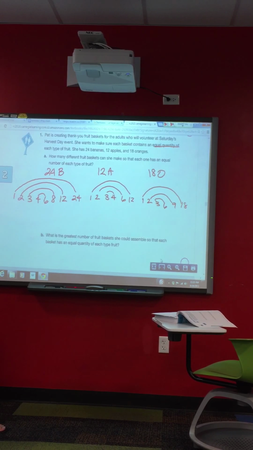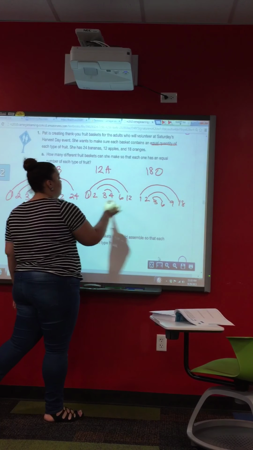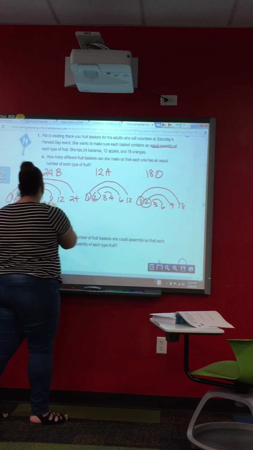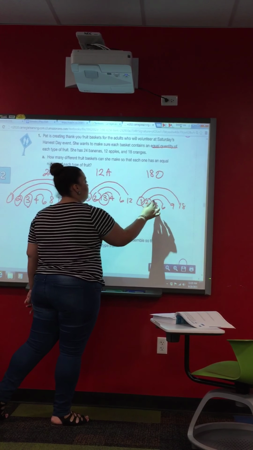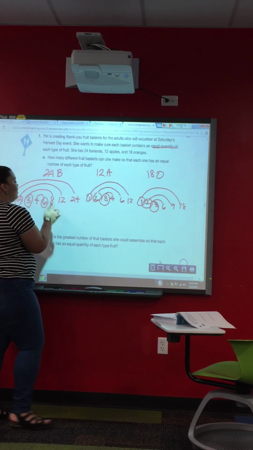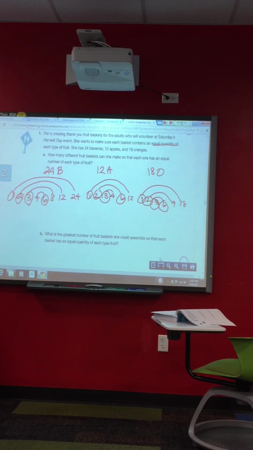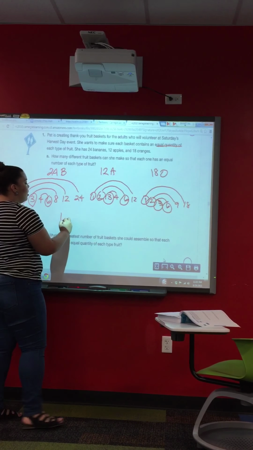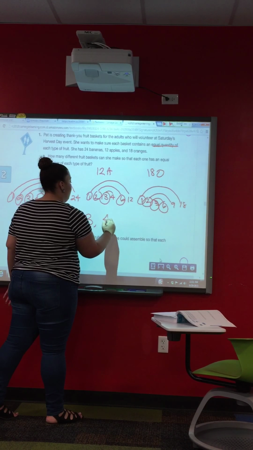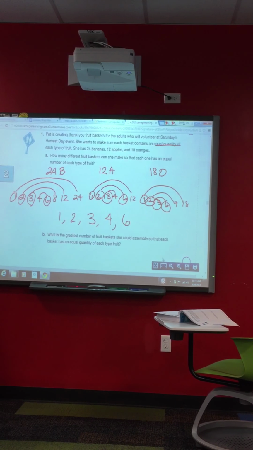Now, what are the factors that they have in common? Well, I notice that they have 1 in common, they have 2, 3, they don't have 4 because 18 does not have 4, and then I also notice that they have 6 in common, okay? Those are the only factors that I notice that they all share. So she could make 1, 2, 3, or 6 baskets and have an equal number of each fruit, okay?